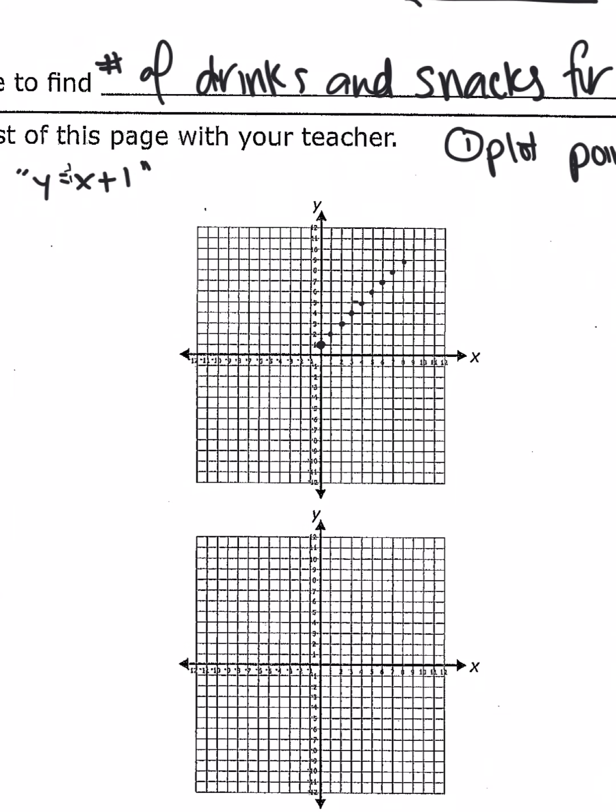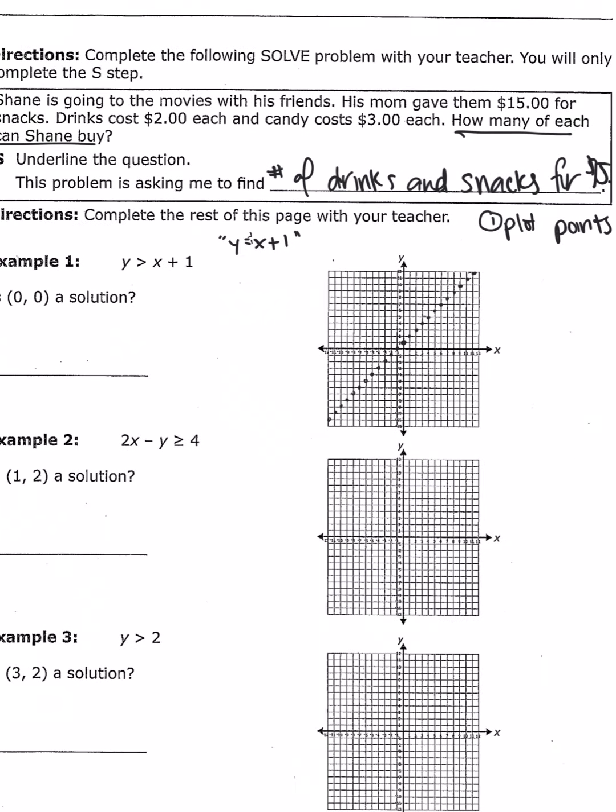Now normally, once we had all of our points, we would connect them with a solid line. But that is not always the case when we're looking at an inequality. So now that I've got all of my points on here, I'm going to stop pretending this says y equals, and I'm going to look at the inequality symbol that's here. This one says y is greater than. So y is not equal to x plus 1, it's more than that.